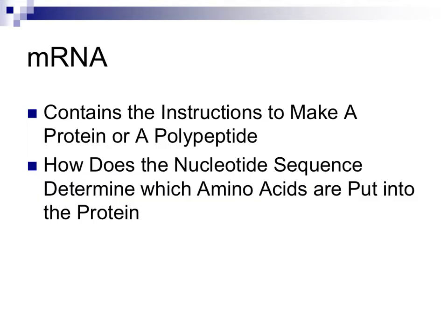All right, the messenger RNA. This is, again, containing the instructions to make that protein or polypeptide. Now, in this case, the messenger RNA is the instructions, including the sequence of which amino acids go in which place in the protein that you are creating. But how does that nucleotide sequence determine the amino acid sequence and which order they should be put into the protein?